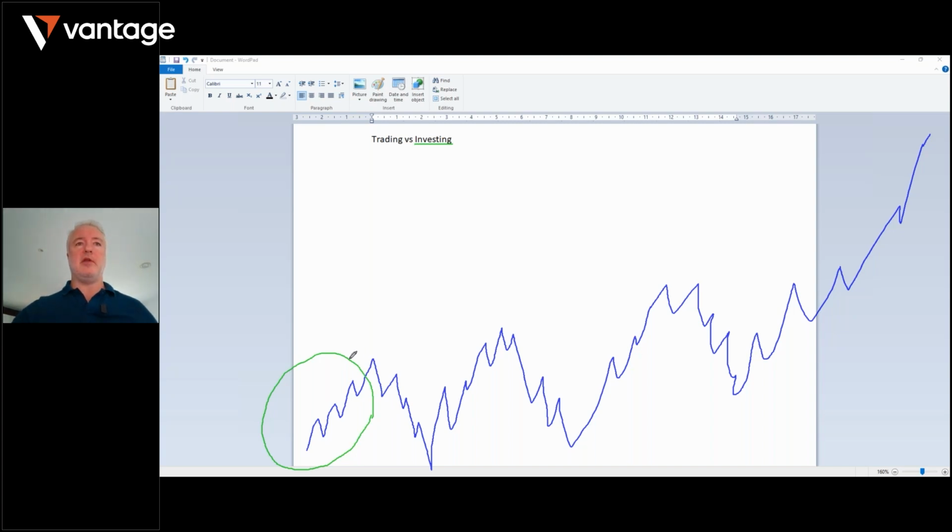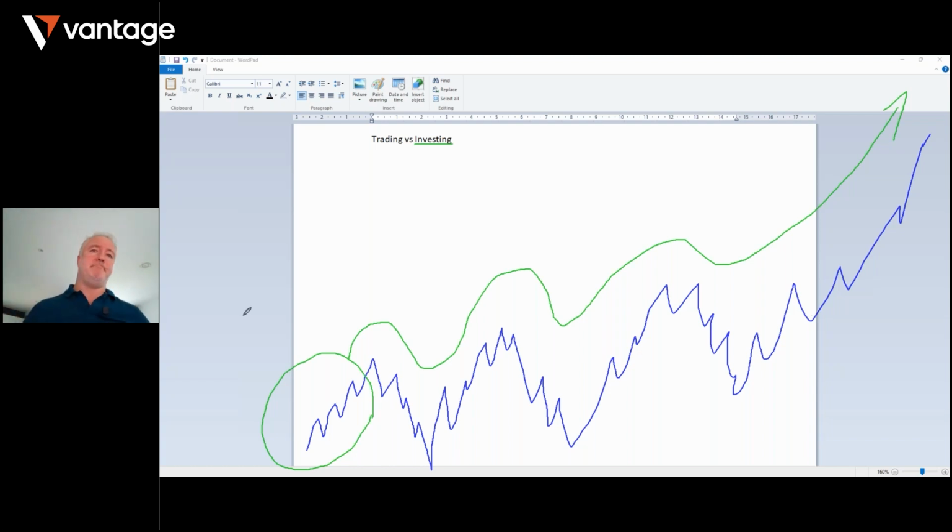So then they're in the market, they then have to ride out the good times, ride out the bad times, ride out the good times, and so on. But the idea is that on a long enough timeline, the market's going to go up.